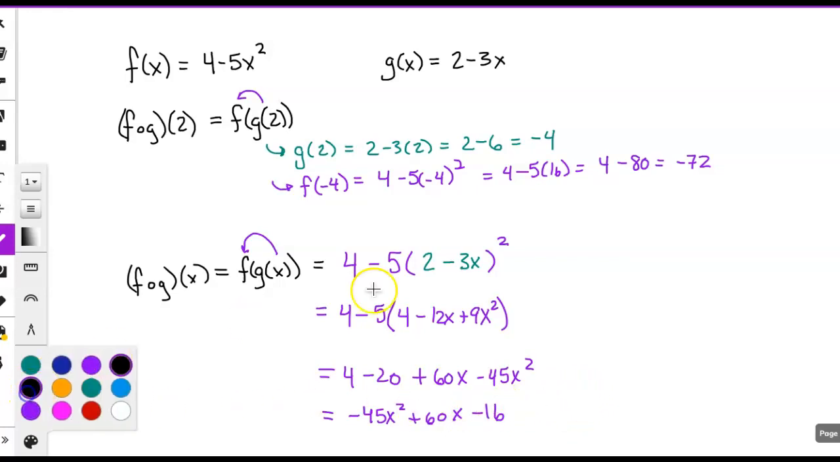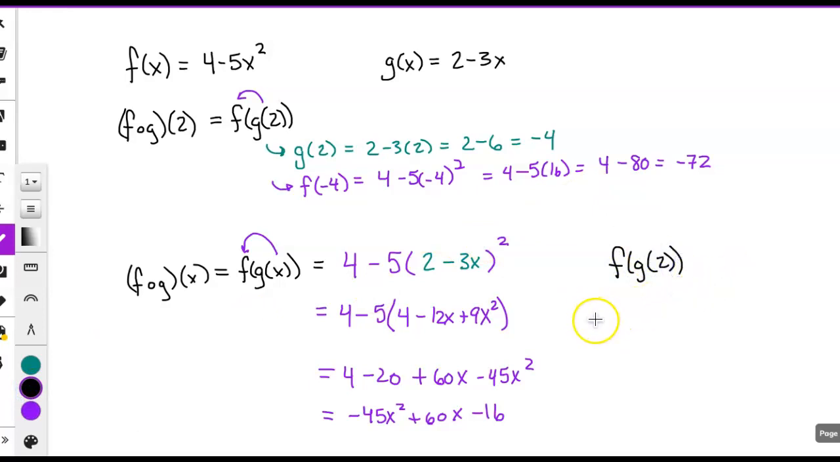Now, if we're going to try this again, if we're going to do f of g of 2, I should be able to plug 2 in here and get the same answer. I should get negative 76, right? So let's see what I get. So I get negative 45 times 2 squared plus 60 times 2 minus 16. So this is negative 45 times 4 plus 120 minus 16.